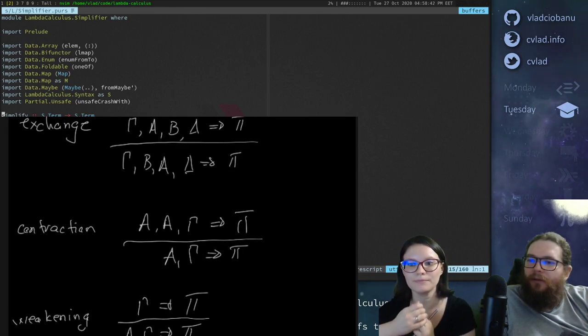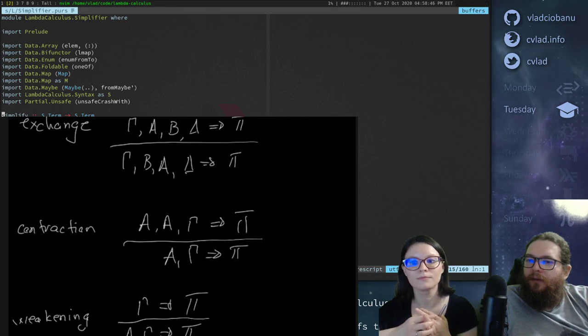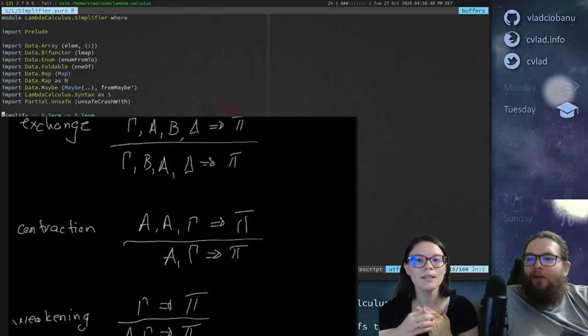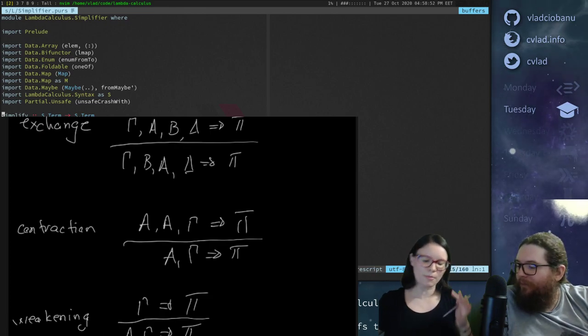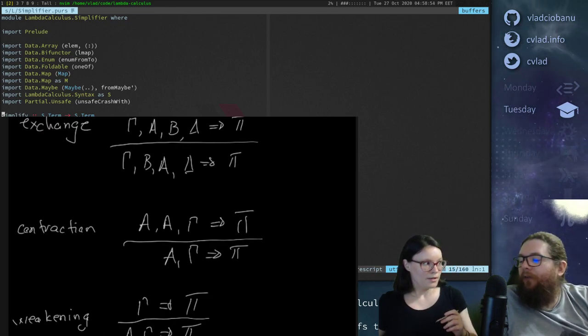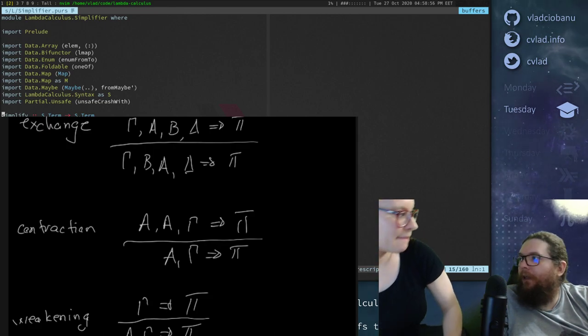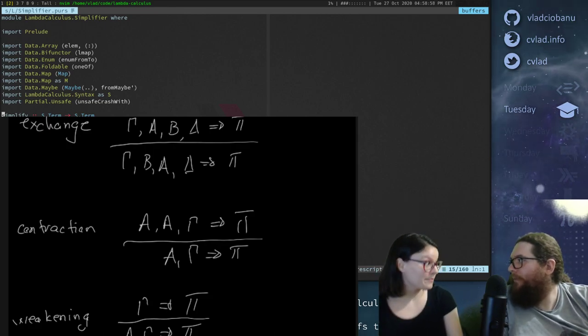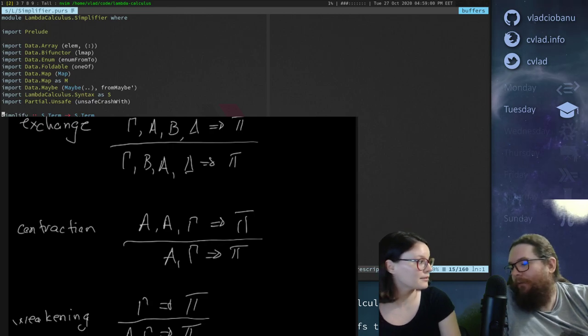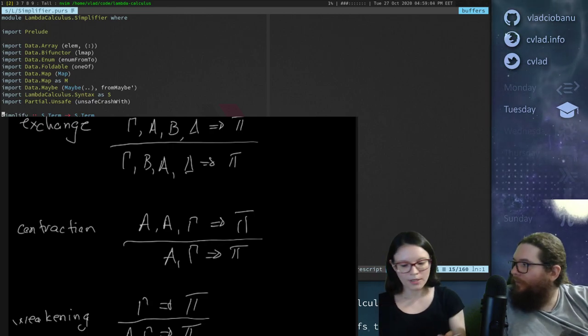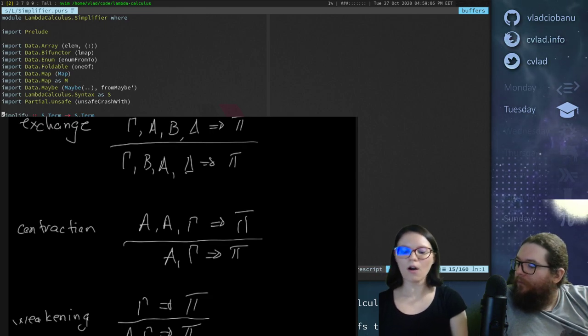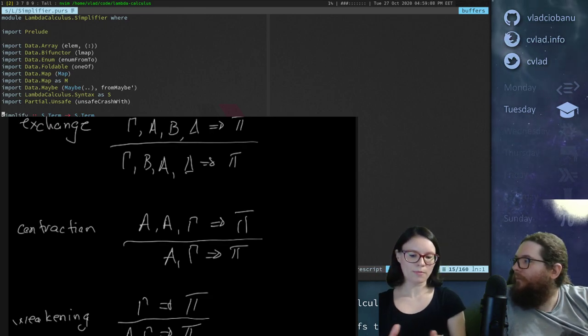Also, maybe I mislead you. If I can prove the top part, then I can definitely prove the bottom one, because I just don't use the extra hypothesis. It's like junk in your proof. And don't forget that all these rules also apply for the conclusion.